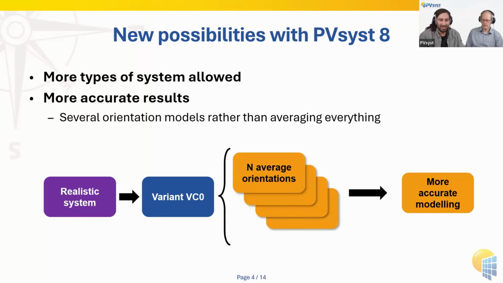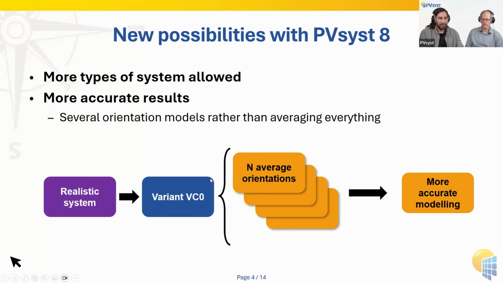PVsystCLI 8 is all about lifting that limitation. We wanted more types of systems to be allowed, just by allowing any type of orientation to be added to the same variant. This has 2 benefits. First, we can model as many systems as one wants, as complex as one wants. And also the results will be more accurate, because we'll be able to capture those different geometries that you have on your system. Each of them will be modeled separately with an orientation, so in the end, we won't be averaging and making some average error.